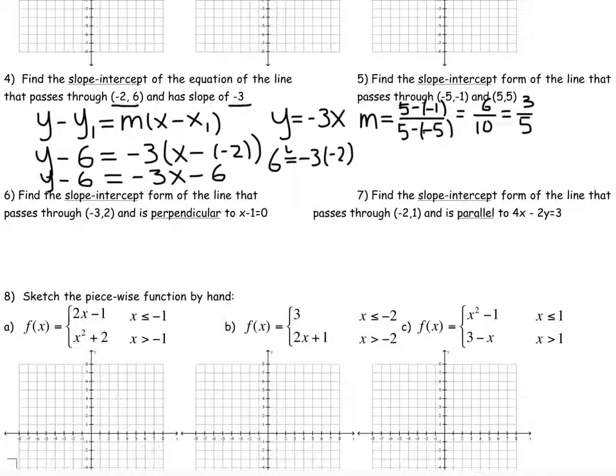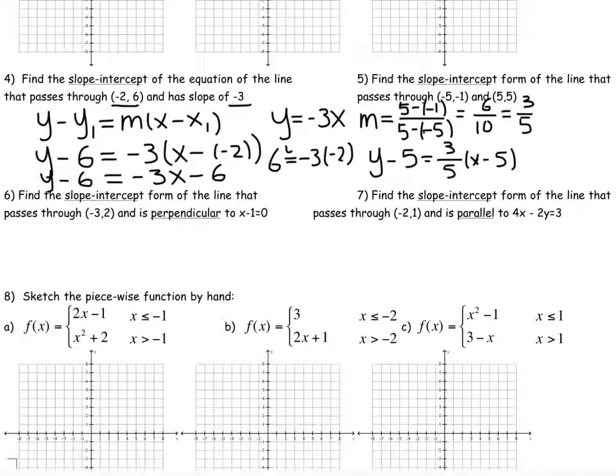Again, change in y over change in x, so 5 minus negative 1 over 5 minus negative 5. Now we have the slope. Next, I'm going to pick a point. Which point do you like? I like to work with positive numbers, so I'm going to pick 5, 5 as my point information. So y minus 5 equals 3/5 of x minus 5.